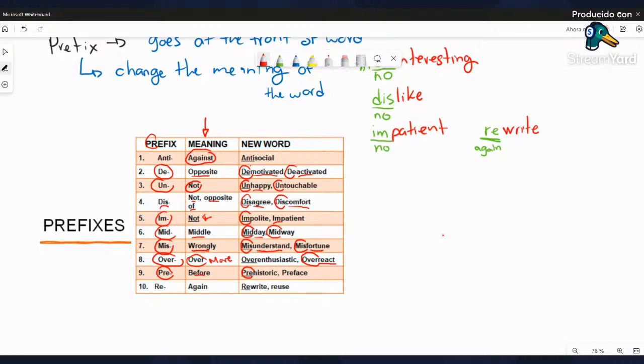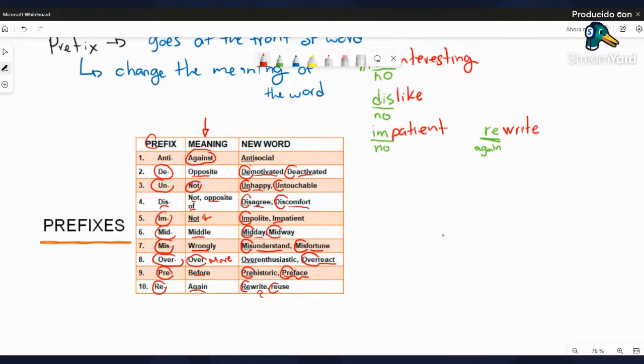of what happened in the events. Preface is before phasing the story. Probably you have seen this word in books. It's a preface. The author wrote a preface of 2 pages. When I was explaining this one, re means do it again. For example, rewrite and reuse, like using it again or writing it again. You see? So that is prefix.